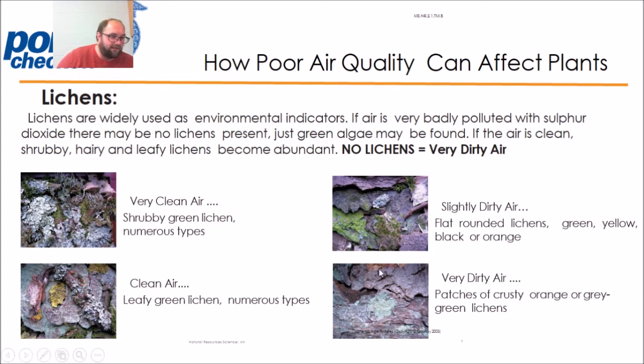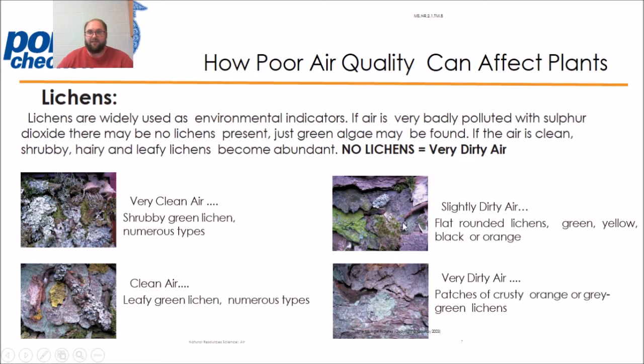You can barely tell. See, there's a little bit of gray and orange. There's some gray, but it's nowhere near the amount of our clean air. So these are indicators of really clean air in an environment. If the air is really dirty, stuff is going to look like this: barren, orange, gray.